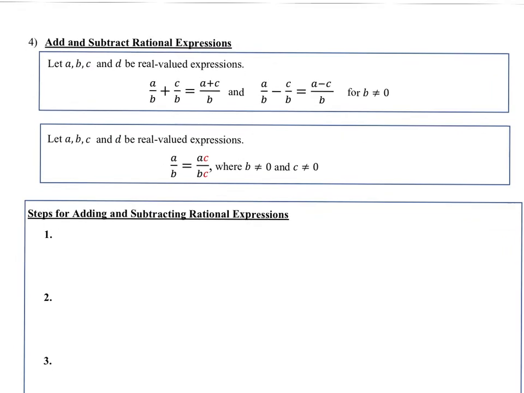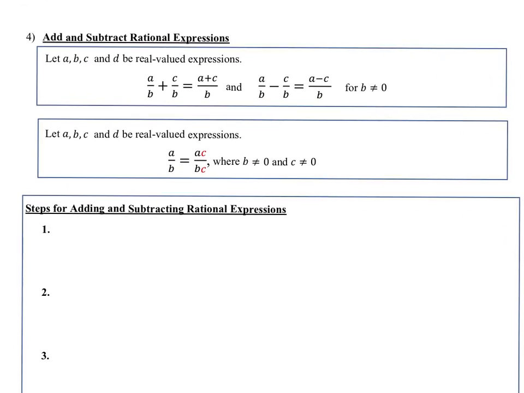Alright, let's look at objective 4. Add and subtract rational expressions. So, if you have two fractions, and they have the same denominator, notice this is a key point. They need to have the same denominator. Then, keep the denominator and add the numerators. Similar idea for subtraction. If they have the same denominator, very important, we can't have two different denominators, keep the denominator and subtract the numerators.